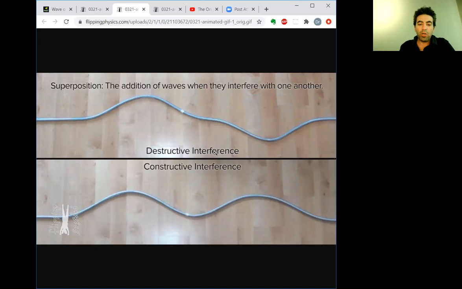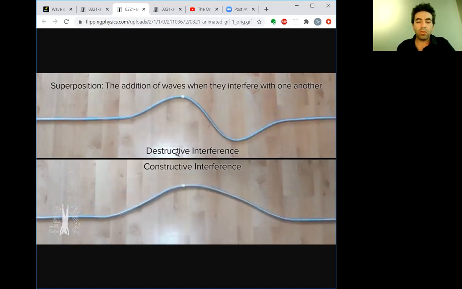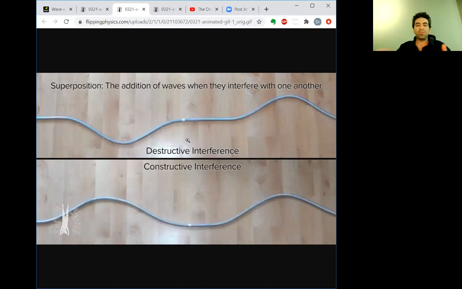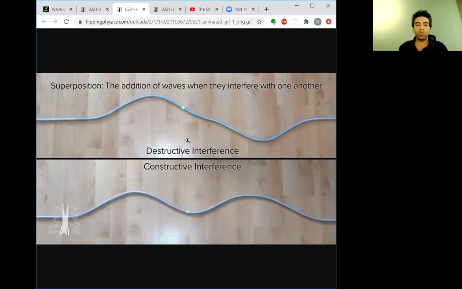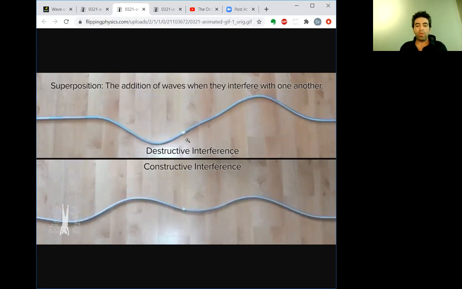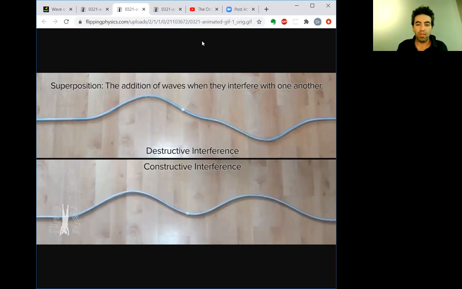Okay, so this kind of phenomenon is called destructive interference. That's what happens when the amplitudes are in opposite directions, so they end up canceling each other. That's called destructive interference. But when the amplitudes add up together, that's called constructive interference.